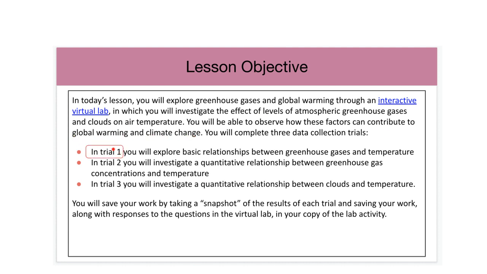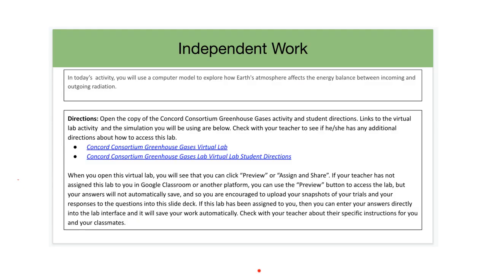In Trial 1, you will explore basic relationships between greenhouse gases and temperature. In Trial 2, you will investigate a quantitative relationship between greenhouse gas concentrations and temperature. And in Trial 3, you will investigate a quantitative relationship between clouds and temperature. You will save your work by taking a snapshot of the results of each trial and saving your work along with responses to the questions in the virtual lab in your copy of the lab activity.